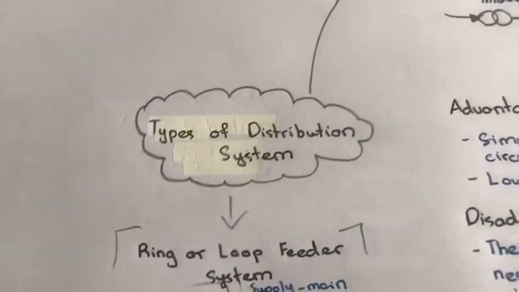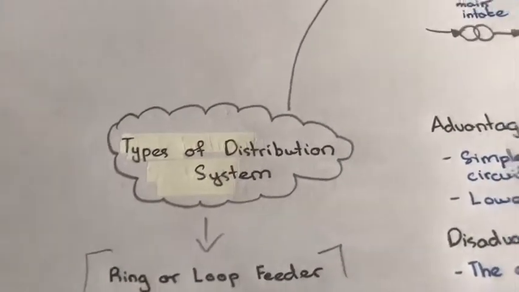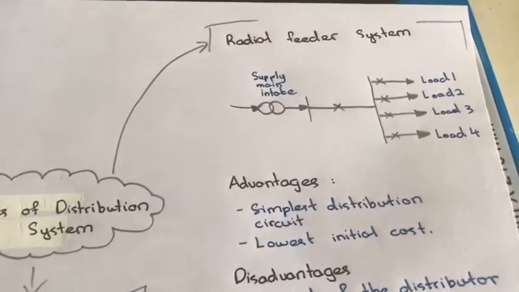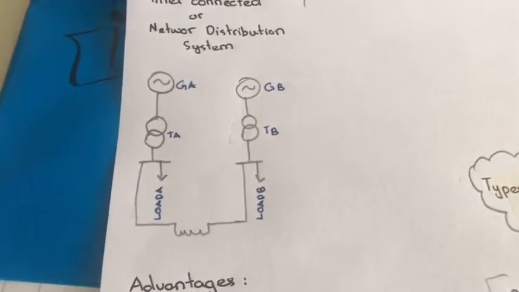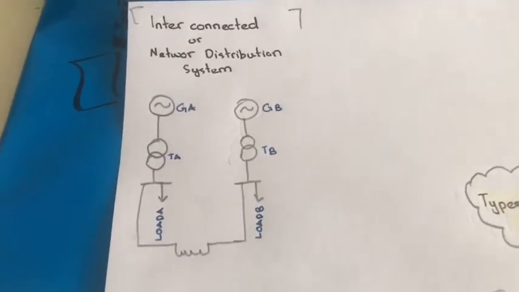Next, I'm going to explain the types of distribution system. Firstly, the radial feeder system. Second, the ring or loop feeder system. And the last one is the interconnected or network distribution system.